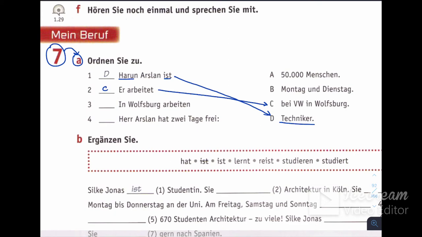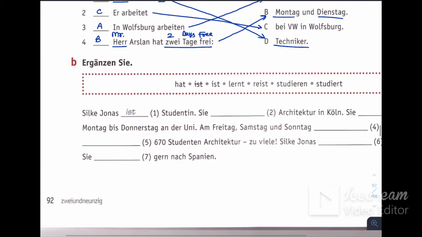Third one, in Wolfsburg arbeiten. In Wolfsburg arbeiten means... Now you need to say the quantity. In Wolfsburg arbeiten 50,000 Menschen. Last one, Herr means Mr. Herr Erslen hat zwei Tage frei. Now, 2 days free. So, you need to tell the days. Which days? Montag, Dienstag. So, B. Klar? Like this, we need to do it.